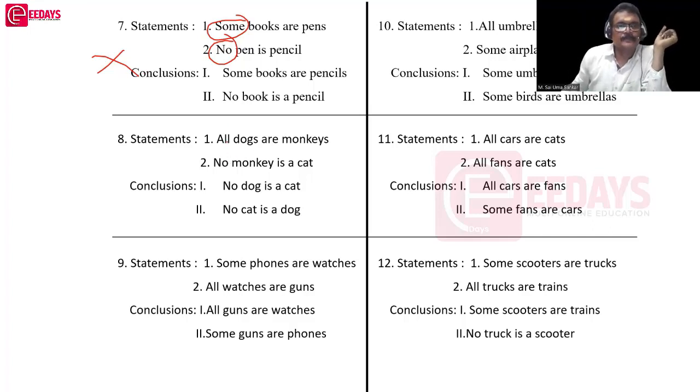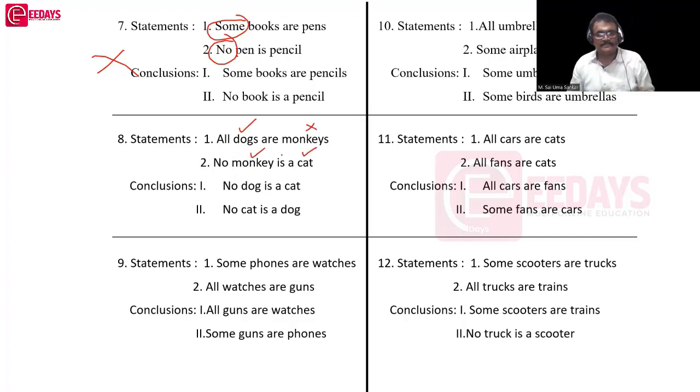Next. All dogs are monkeys. No monkey is a cat. If any one of the statements is negative, the conclusion must be negative. In the universal affirmative, subject is distributed, predicate is not distributed. In the universal negative, both subject and predicate are distributed.